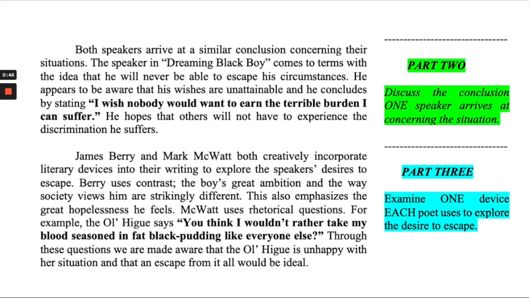James Berry and Mark McWatt both creatively incorporate literary devices into their writing to explore the speaker's desires to escape. Berry uses contrast. The boy's great ambition and the way society views him are strikingly different. This also emphasizes the great hopelessness he feels. Mark McWatt uses rhetorical questions. For example, the Old Higue says, "You think I wouldn't rather take my blood seasoned in fat black pudding like everyone else?" Through these questions, we are made aware that the Old Higue is unhappy with her situation and that an escape from it all would be ideal.